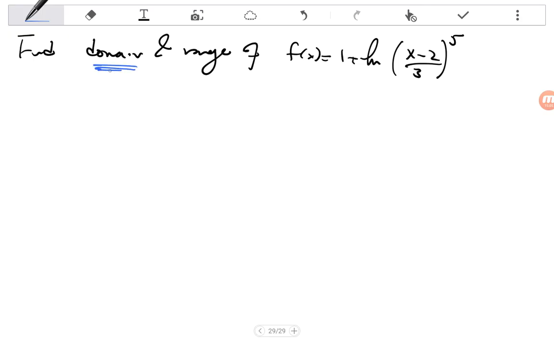Now he's asking me for the domain and the range of this function. The domain and range for this function.